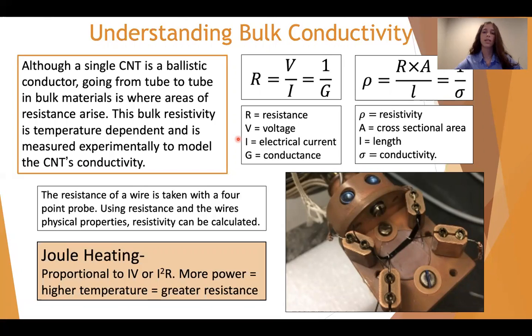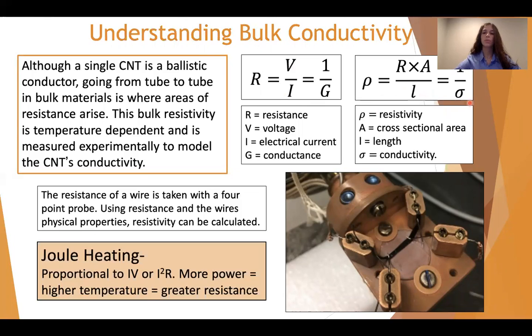It is important to understand the relationship between resistance, conductance, resistivity, and conductivity. Resistance, which is a measurement taken with a 4-point probe, as shown here, is equal to voltage divided by electrical current. This equation here is known as Ohm's law. Resistance is the inverse of conductance. Resistivity is calculated from resistance, but times the cross-sectional area of the CNT divided by the length of the CNT. Resistivity is inversely related to conductivity.